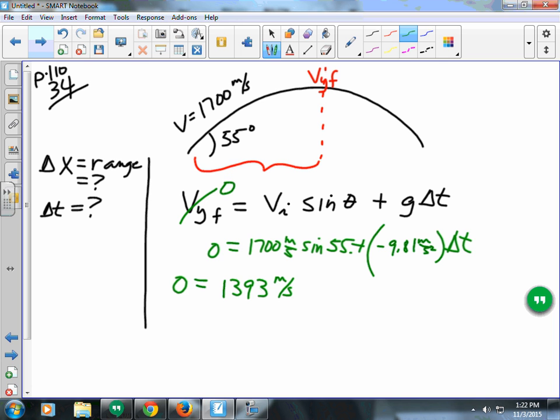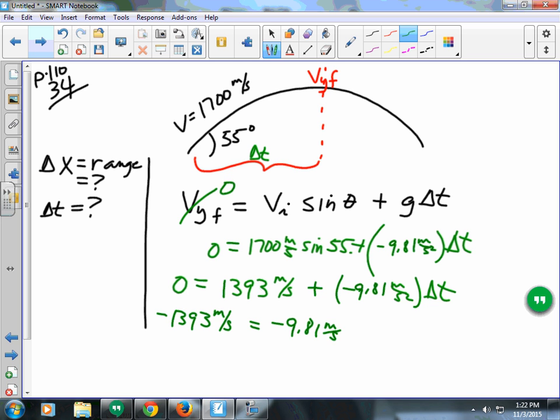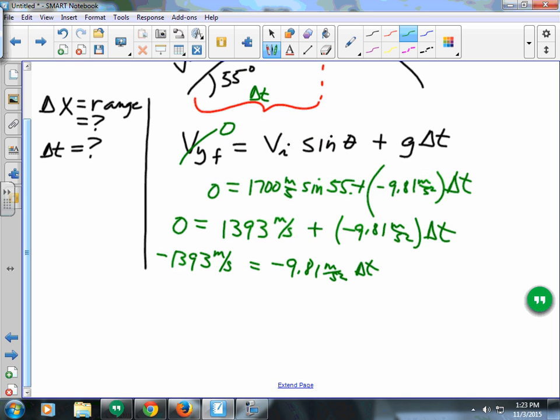So what is our final? We're trying to find just this for half. Okay, and then we've got what? That is added to a negative 9.81 delta t. So we move this term over here, and that becomes negative 1393 equals negative 9.81 delta t. Divide both sides by negative 9.81.